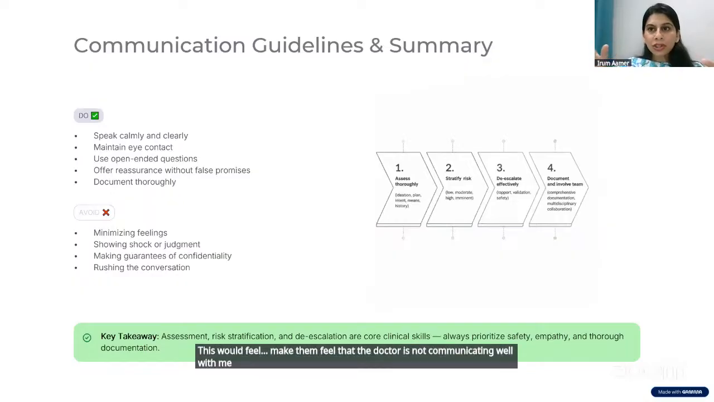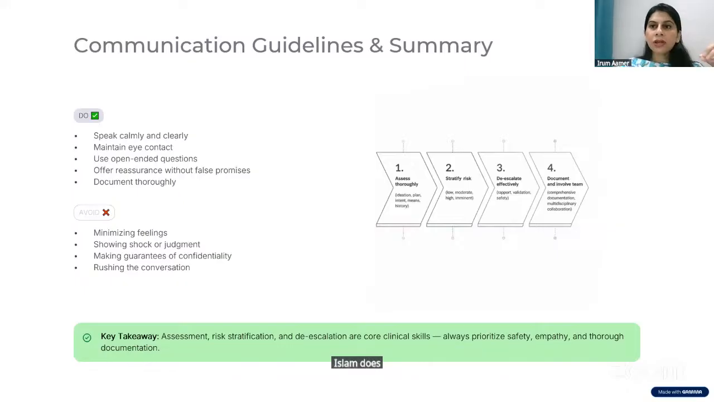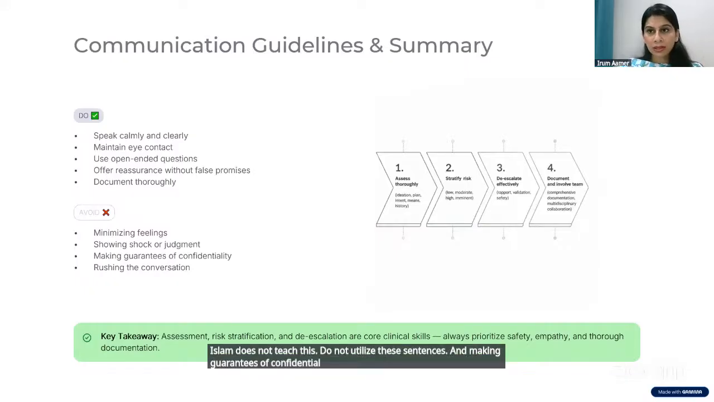Do not show any judgment, because in Pakistan sometimes doctors have a tendency of bringing religion in. They tell them, oh, Allah is going to give you some, there is going to be a curse on you and your family. Islam does not teach this. Do not utilize these sentences. And making guarantees of confidentiality when you don't actually maintain them is a breach of trust with the patient.